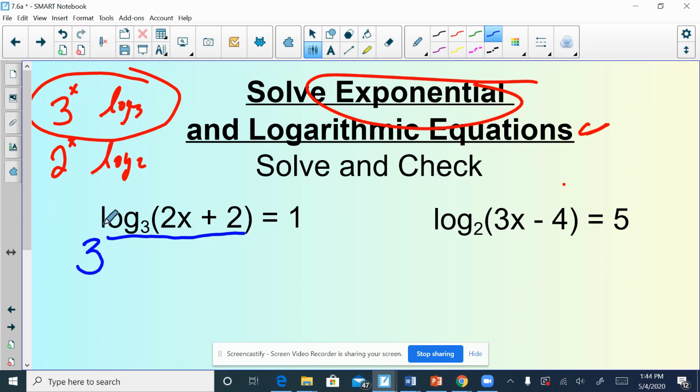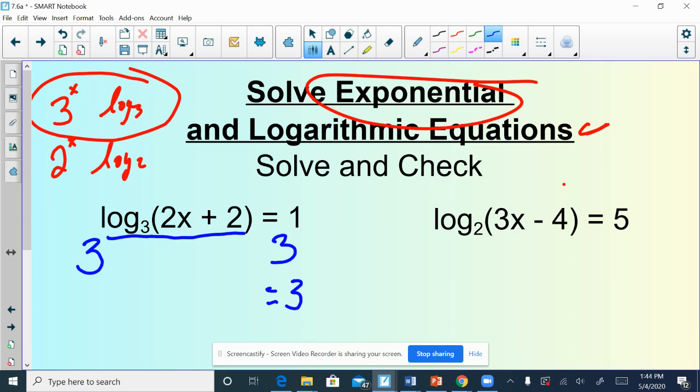Big 3 to the power of log base 3 of 2x plus 2. Now, I'm allowed to do that if I do 3 to the power on the other side. So I did 3 to the power on the left and 3 to the power on the right, right? 3 to the log base 3 of 2x plus 2 and 3 to the power of 1. Well, we know what 3 to the power of 1 is. It's 3, right? This is not 3 times 1, just to be clear. This is 3 to the power of 1. This is the base. 1 is the exponent.